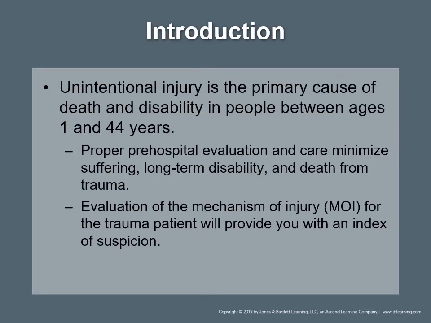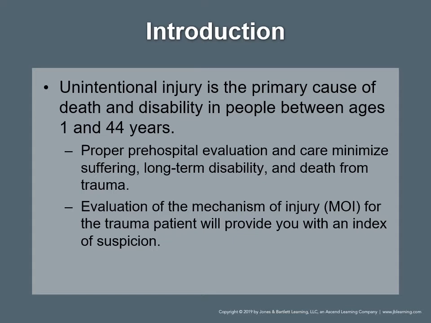According to the U.S. Centers for Disease Control and Prevention, unintentional injury is the primary cause of death and disability in people between ages 1 and 44 years. Proper pre-hospital evaluation and care can do much to minimize suffering, long-term disability, and death from trauma. Understanding the basic physical concepts that dictate how injuries occur and affect the human body will allow you to size up a crash scene and use that information as a vital part of patient assessment.